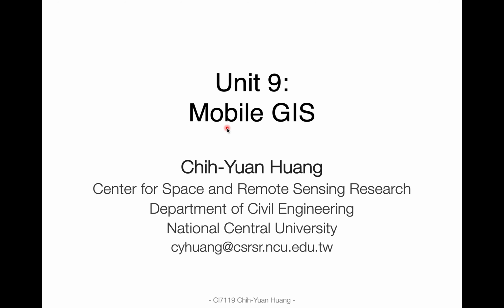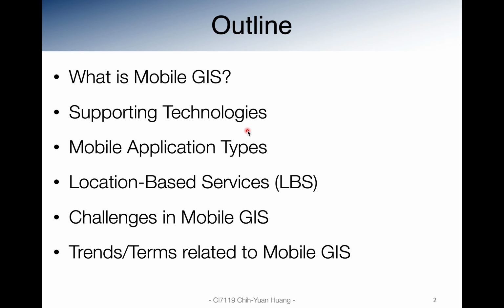The topic is Mobile GIS. So here is the outline for the unit. First of all, we are going to talk about what is mobile GIS. Then we will talk about the supporting technology to the mobile GIS, and also the types of the mobile applications, and a famous term which is called the location-based service, or in short, we call it LBS. And then we will talk about some challenges in the mobile GIS, and finally the trends and also the terms related to the mobile GIS.